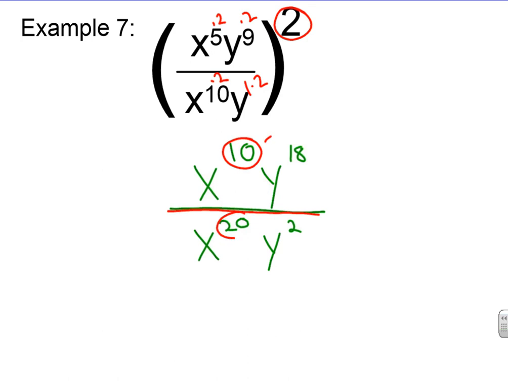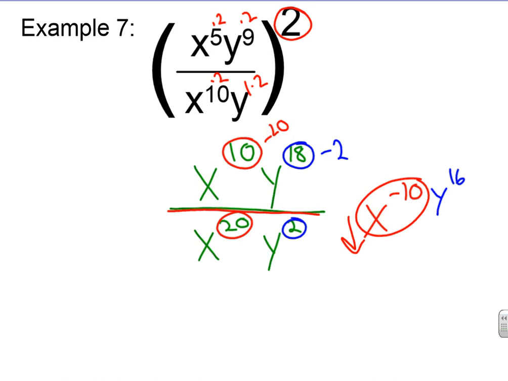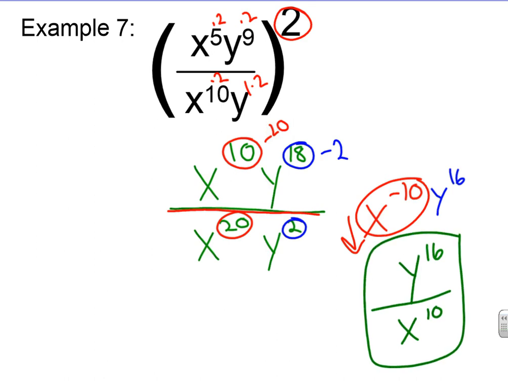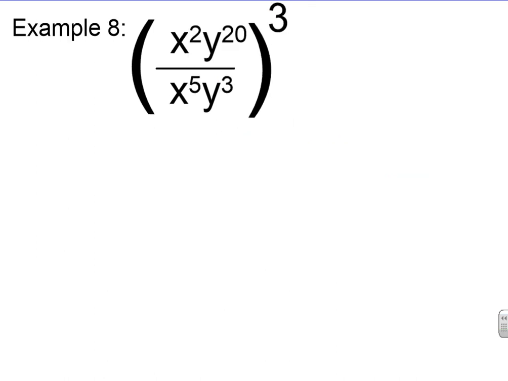10 minus 20, and then we have 18 minus 2. That gives us x to the negative 10th and y to the 16th. Our last step is to shove our negative exponents. So our final answer is y to the 16th over x to the 10th. Final answer. Pause the video now to try example 8. Press play to go over your answer.